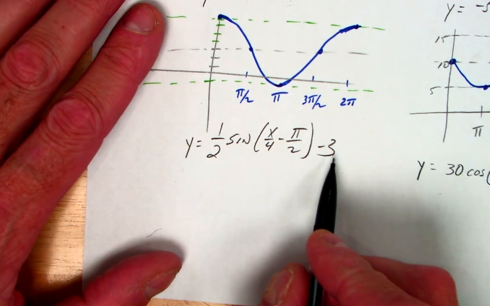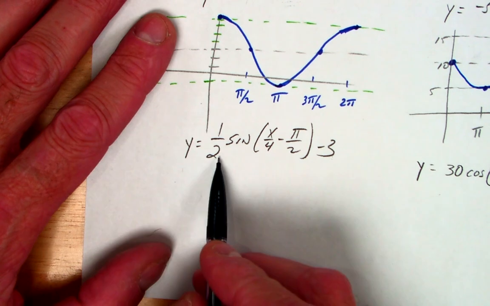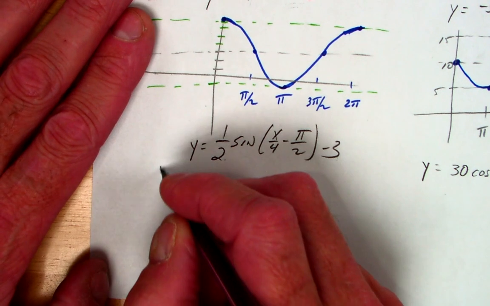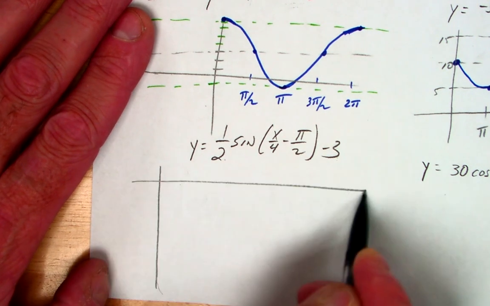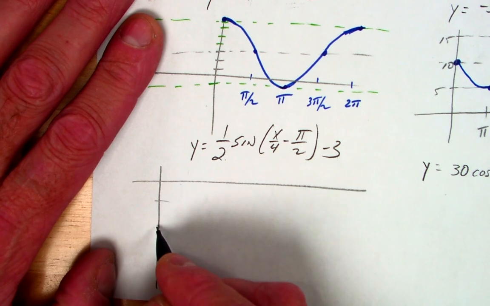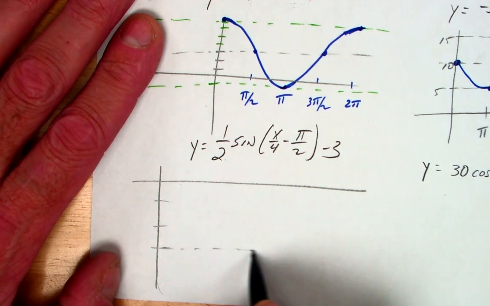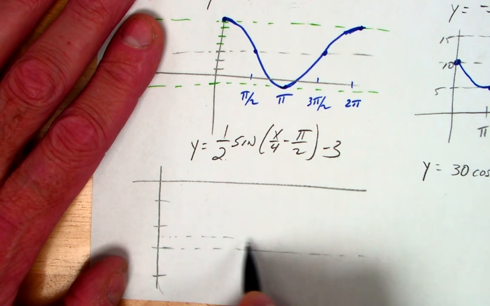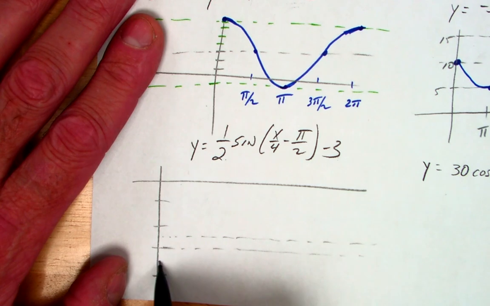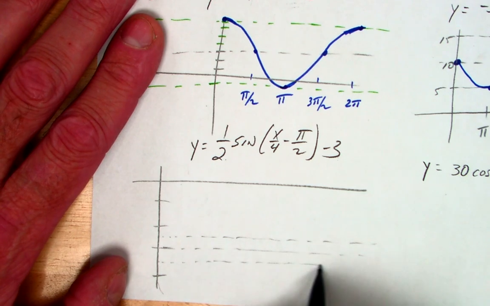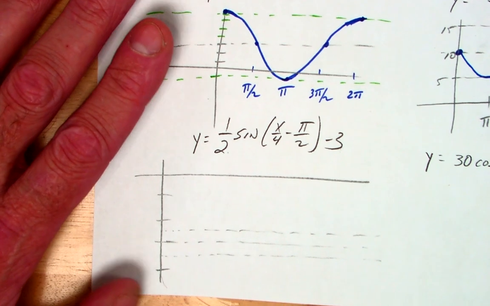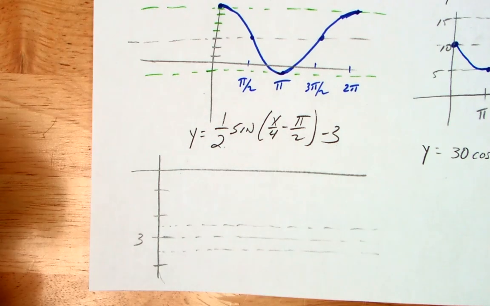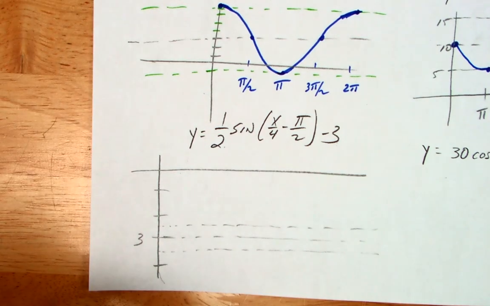Okay, what's this minus 3 tell me? Down 3. What's this 1/2 tell me? Up 1/2 and down 1/2. So then we know where it's going to be graphed. Okay, so I'm going to come down here. 1, 2, 3. There's my midline. And then from there, it's going to go 1/2 unit up. This is going to be a short, squatty little guy. Okay, so my midline was at 3, and I'm doing plus or minus 1/2 because my amplitude is 1/2.